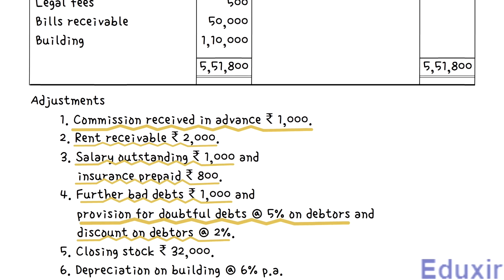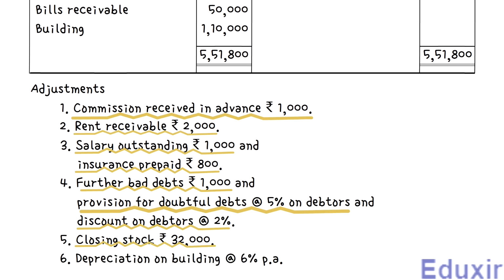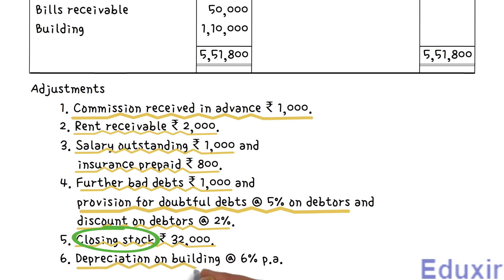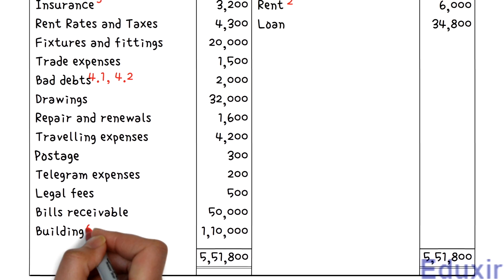The next adjustment is related to the closing stock. So this will appear on the revenue side in the trading account. I repeat, it is the trading account, not the profit and loss account. It will also appear on the asset side of the balance sheet and should be considered when preparing the balance sheet. The next adjustment is related to the depreciation on building. As you know, the depreciation is an operating expense and it should go on the expenses side of the profit and loss account. As the depreciation is calculated on the building, it should be deducted from the building asset balance in the balance sheet. With this information at our disposal, let's now proceed with the preparation of the trading and profit and loss account as well as the balance sheet.